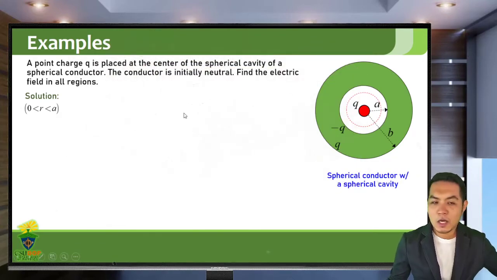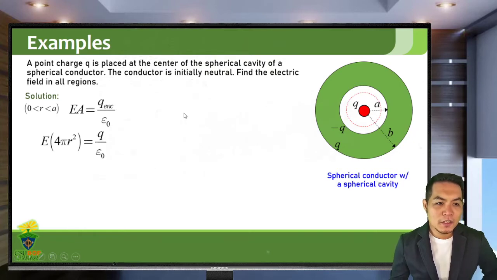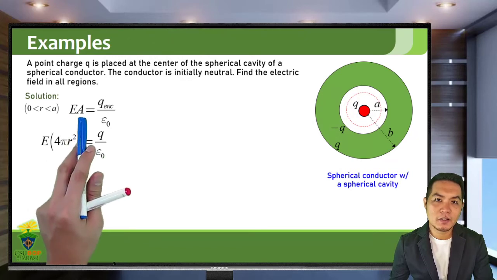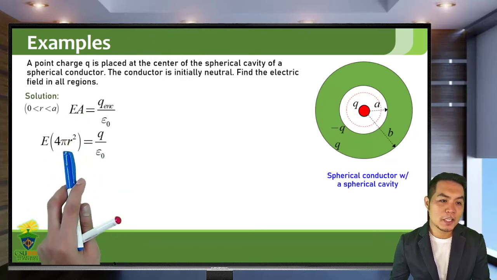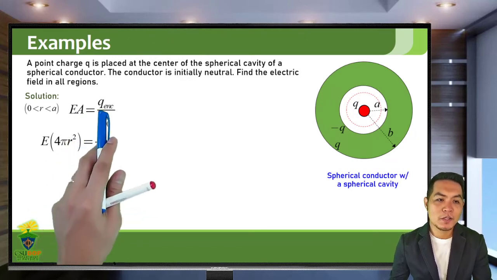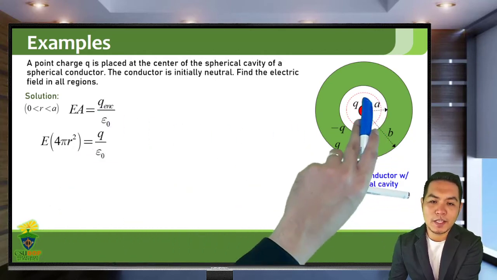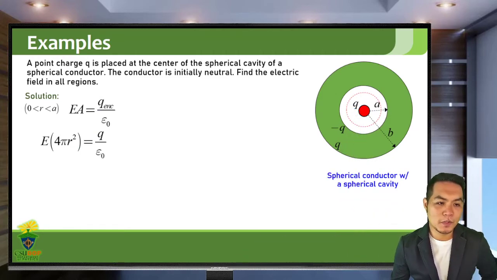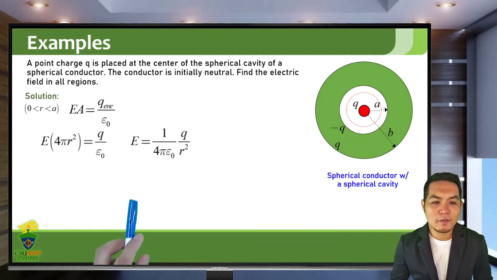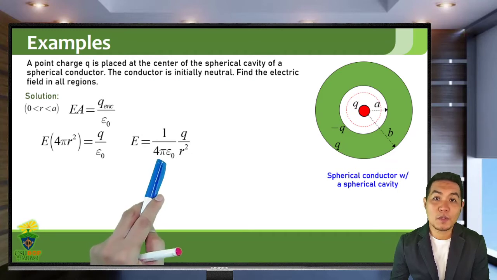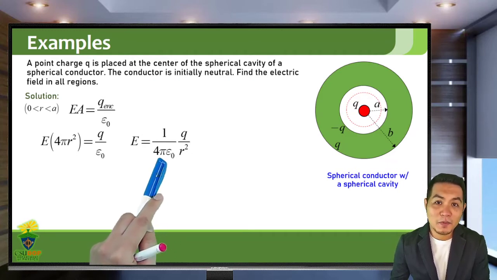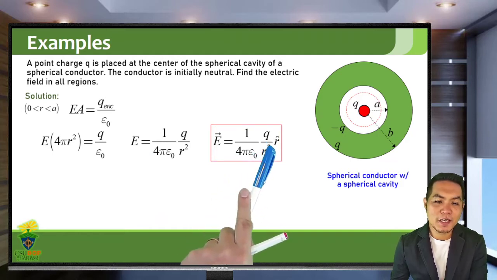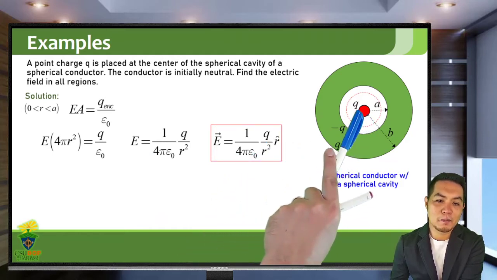So that is what we have here. The total area, the closed integral of dA, is just 4 pi r squared. And the charge enclosed by this Gaussian surface is positive Q. So it will just be the electric field of a point charge. In vector form, its direction is r hat, since this is just a point charge.